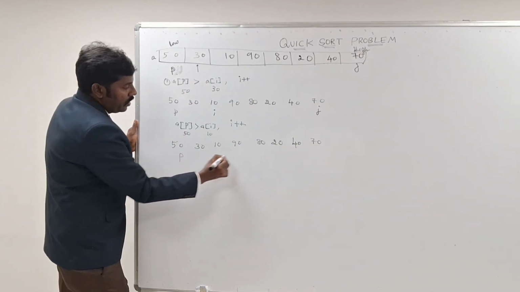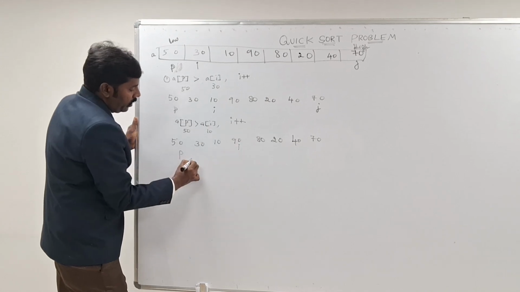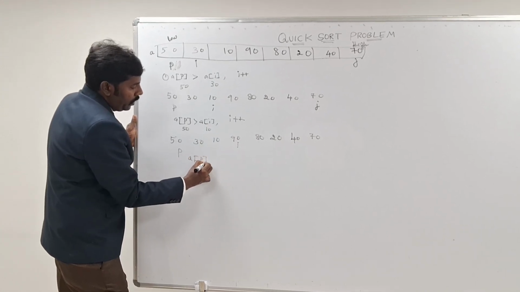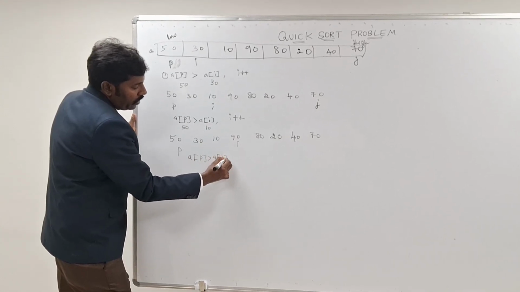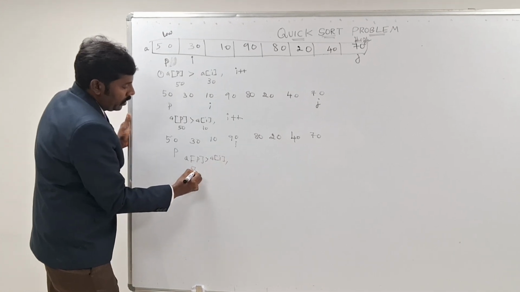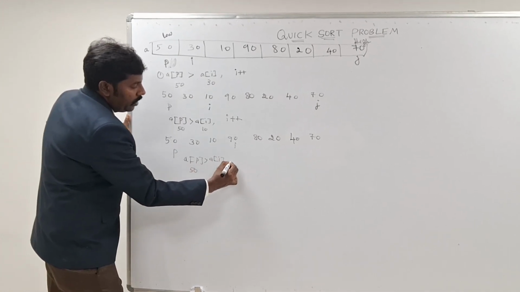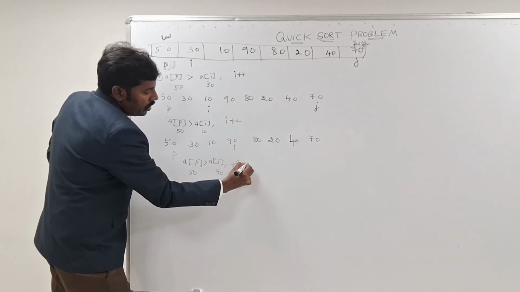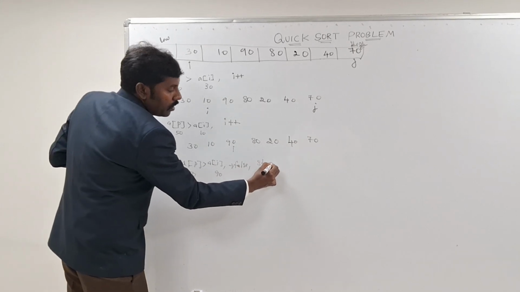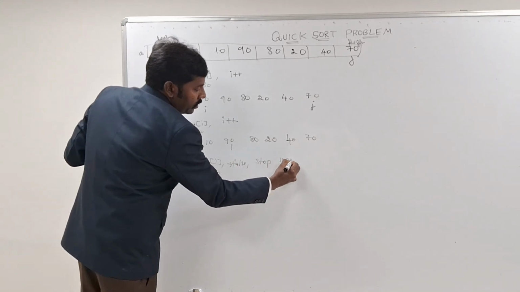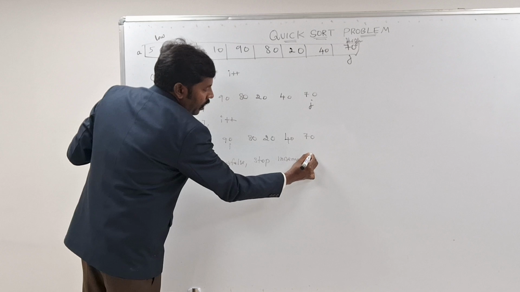So this is the pivot, and this is I. Now check again this condition, A of P greater than A of I. P value is 50, I value is 90, so it is false. So stop incrementing I.